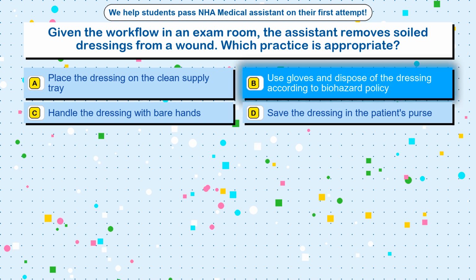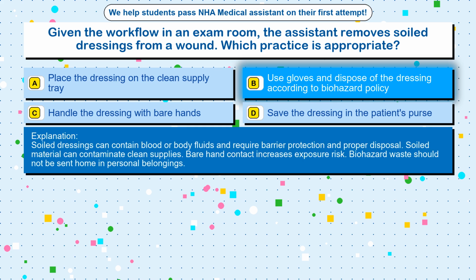The correct answer is option B, use gloves and dispose of the dressing according to biohazard policy. Soiled dressings can contain blood or body fluids and require barrier protection and proper disposal. Soiled material can contaminate clean supplies. Bare hand contact increases exposure risk. Biohazard waste should not be sent home in personal belongings.